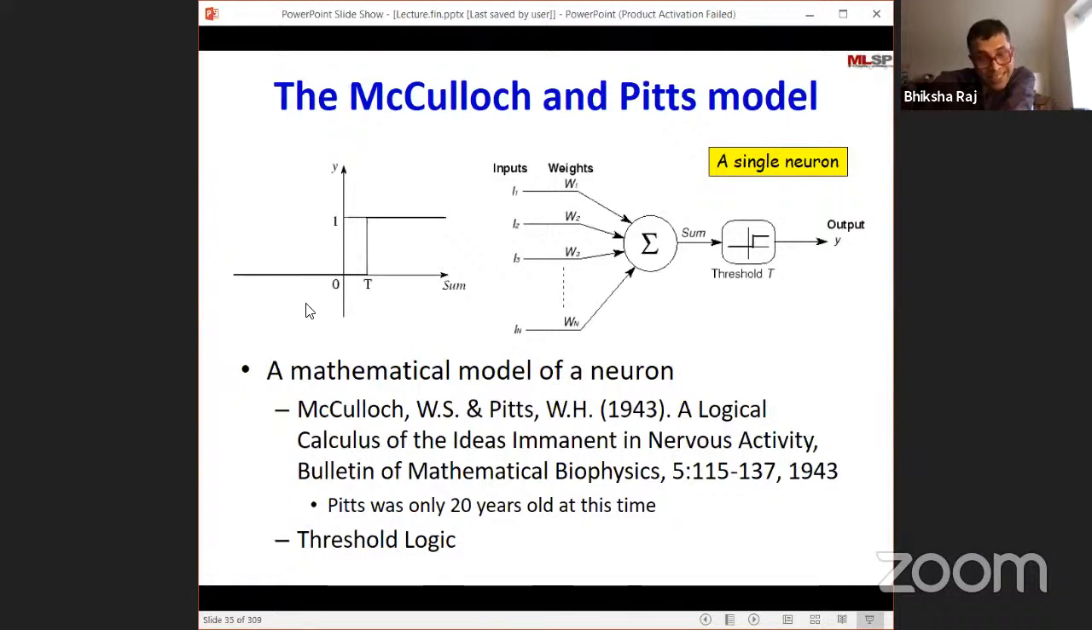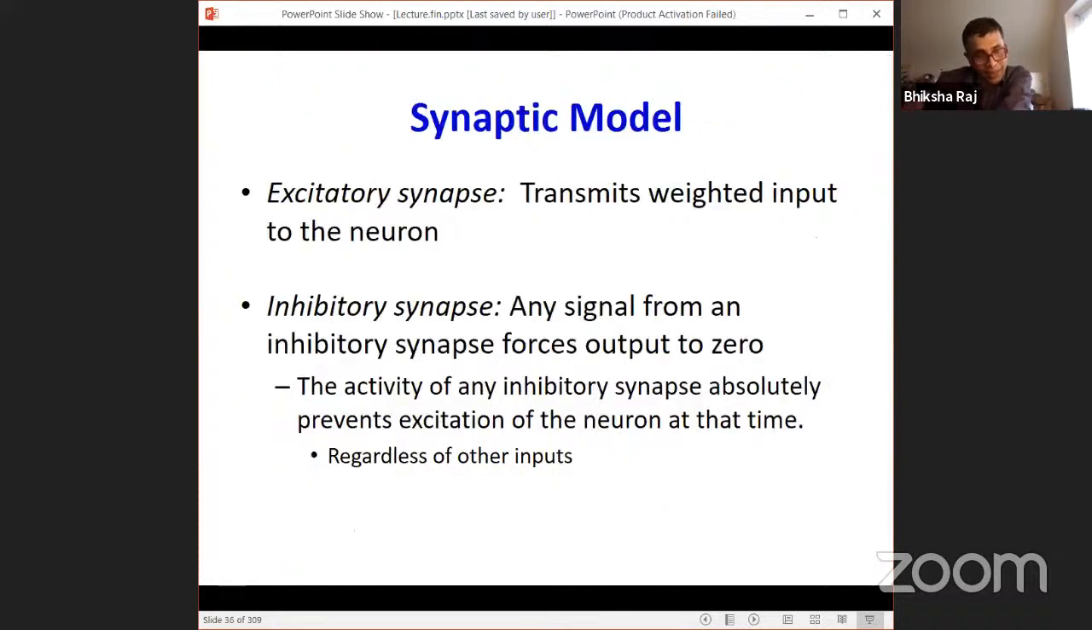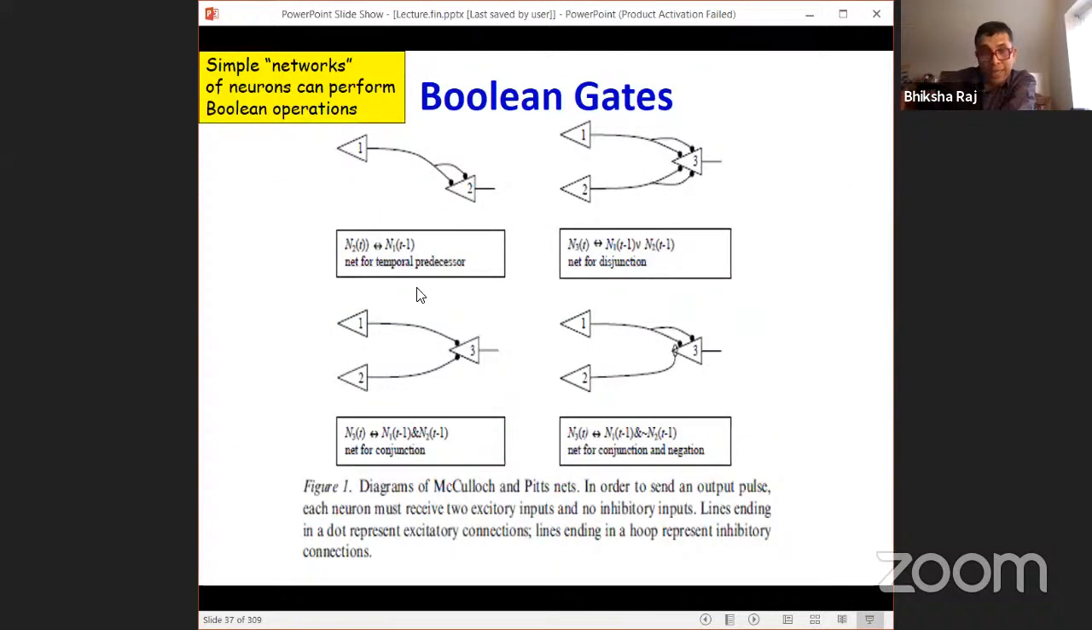This models the neuron as a basic threshold logic. It says the neuron reacts to the total sum of inputs, and if the total sum of inputs exceeds some threshold, it fires. The specific model they came up with had different components. They had excitatory synapses, which transmit weighted inputs to the neuron, and inhibitory synapses. The inhibitory synapse is different from other synapses in that if any signal came over an inhibitory synapse, it prevented the neuron from firing. It pushed the output to zero. And they showed that with this simple model, you can compose any Boolean circuit. So here, for example, in all of these cases, a neuron fires if it gets two or more inputs.